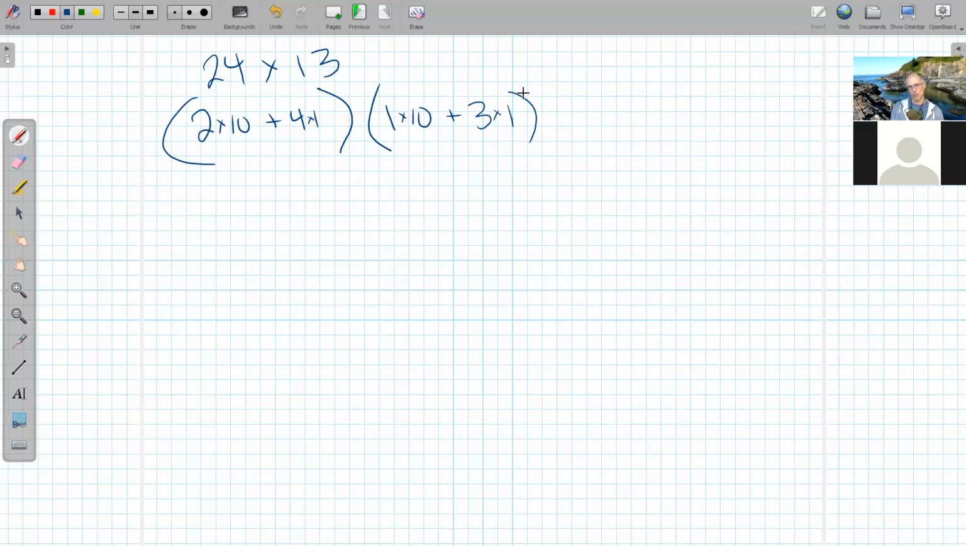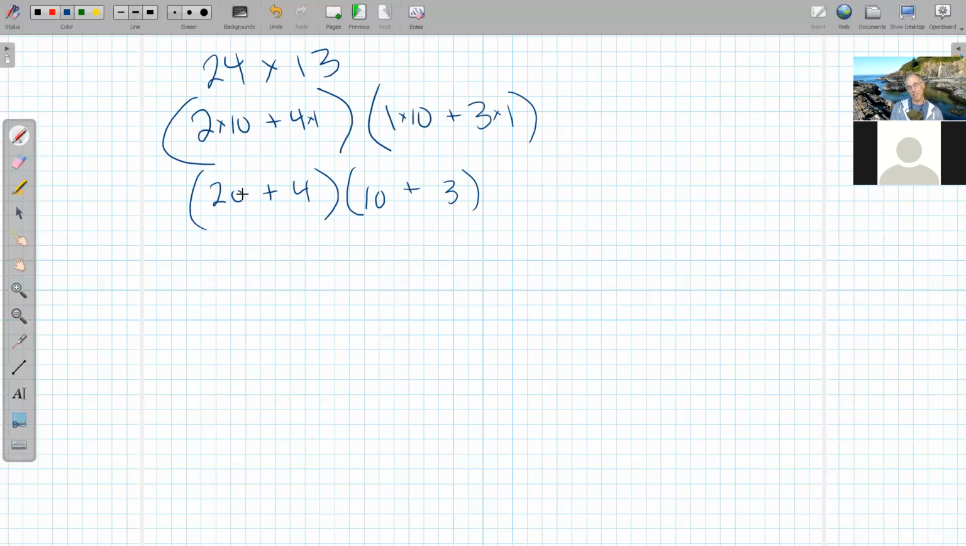And I'm going to write this a couple different ways just for fun. 2 10s, okay, so that's a 20. So 24 is really 20 and 4, 2 10s and 4. And I want to multiply that by 1 10, which is a 10, and 3 1s, which is a 3.